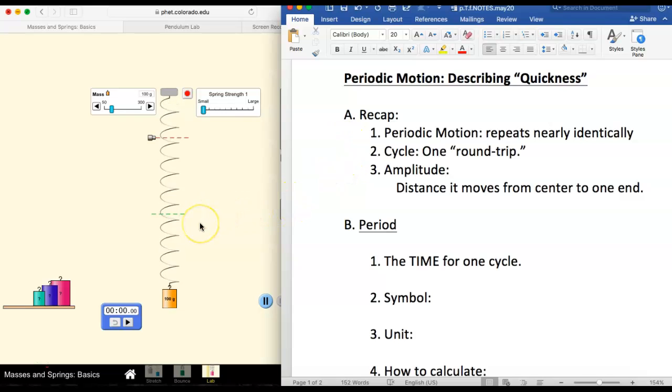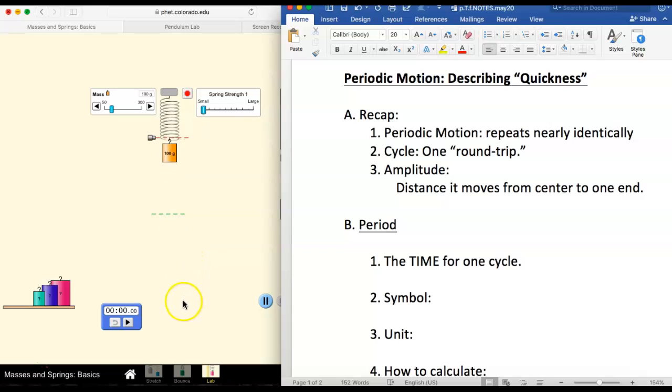This type of motion here, which repeats, has a scientific name, and that's periodic motion. It's when motion repeats identically or nearly identically. There's some vocabulary you need. The most important word to review for this lesson is the word cycle. A cycle is a round trip.